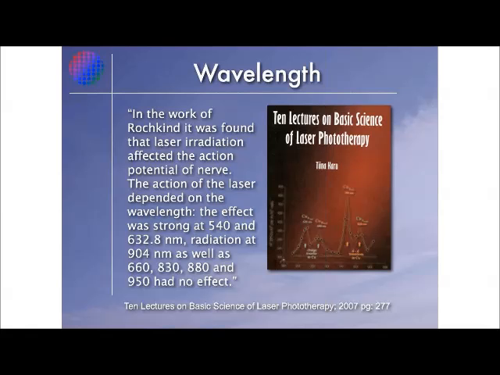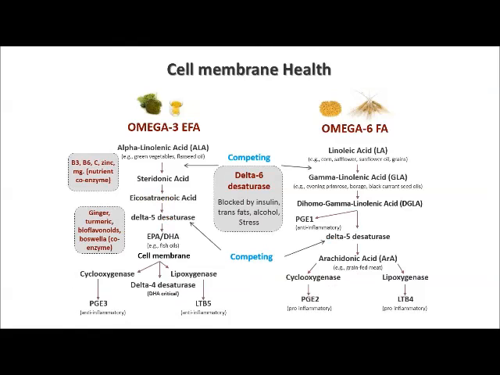To piggyback on this, here's a particular part taken out of a book where we see the effect on action potential: a wavelength for potentiation of a nerve occurs between 540 and almost 635 nanometers. 904, 660, 830, 880, and 950 have no effect. So to piggyback once again on what I said earlier, a hot laser isn't going to really lead you down the road. It's going to adversely affect the action potential of a nerve, whereas a light laser will positively affect the action potential of a nerve.